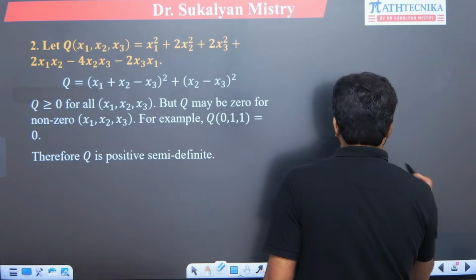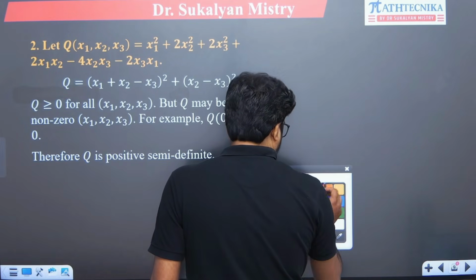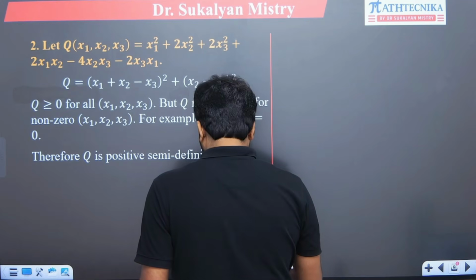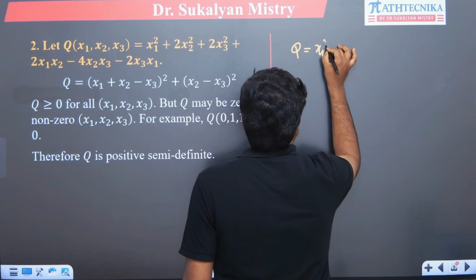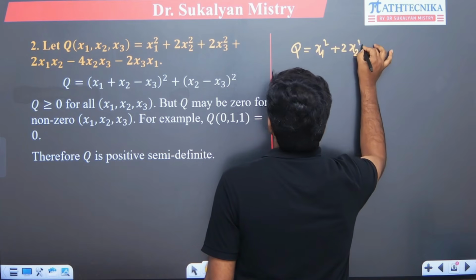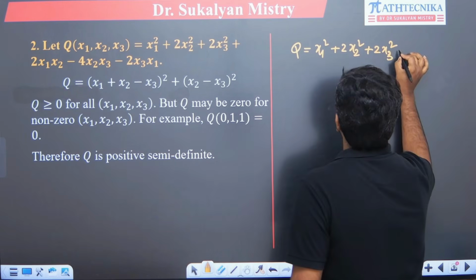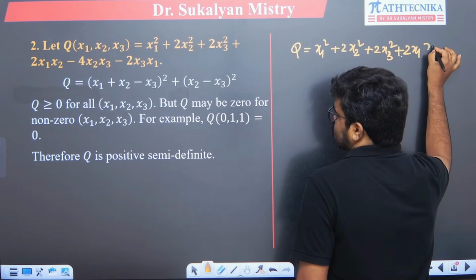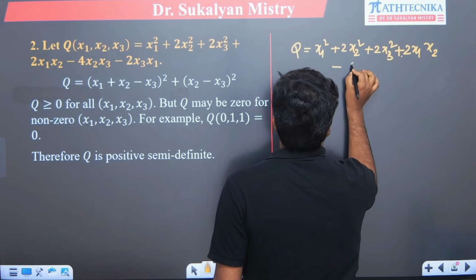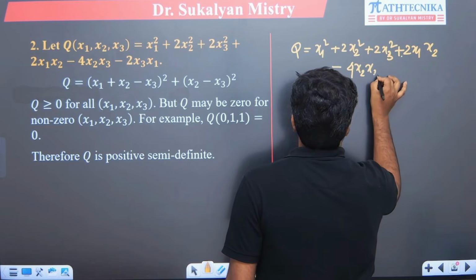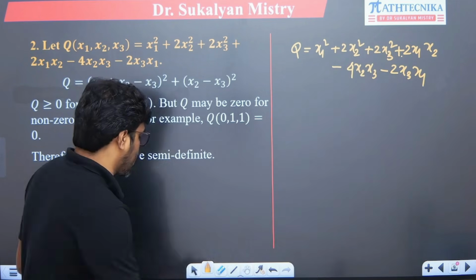Suppose we consider this quadratic form. q is equal to x1 square plus 2x2 square plus 2x3 square, plus 2x1x2, minus 4x2x3, minus 2x3x1. See this expression, see this quadratic form.